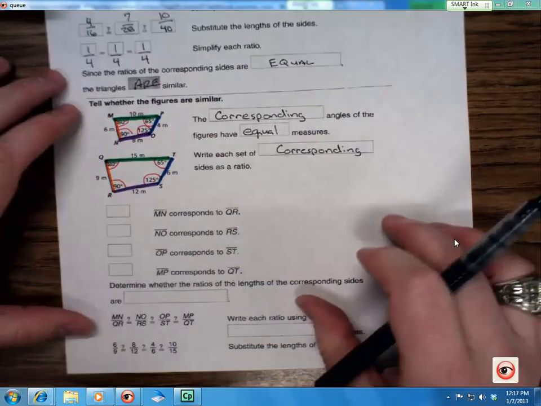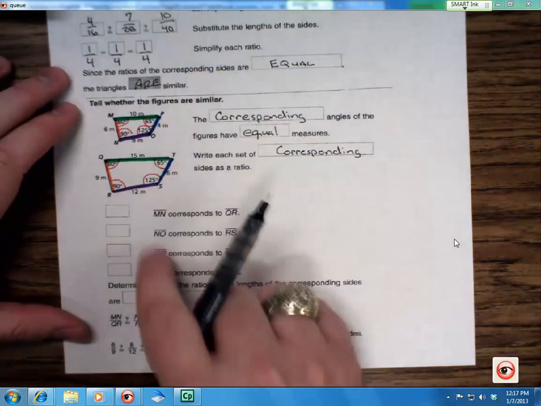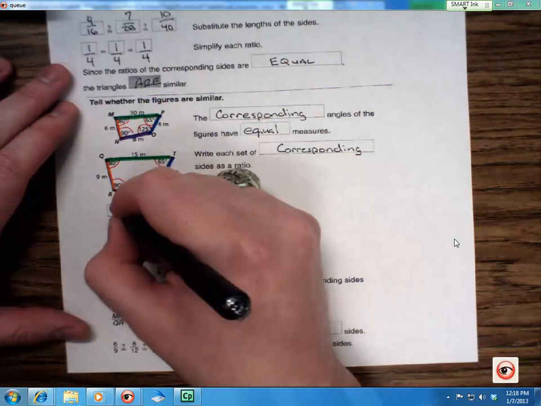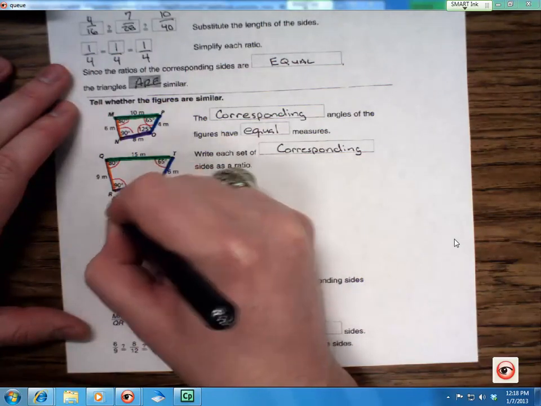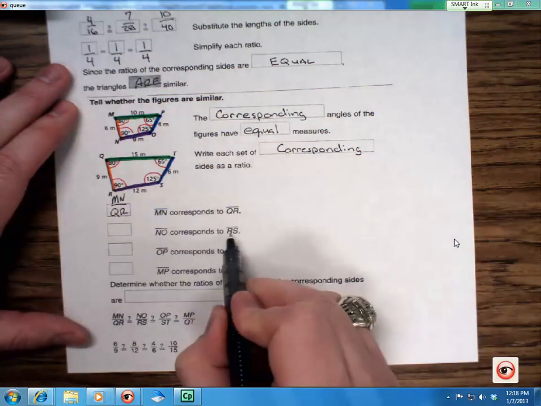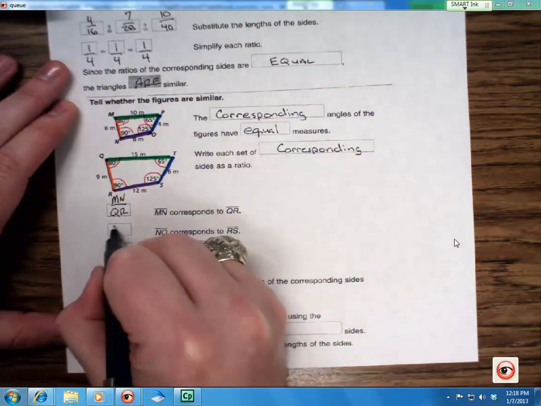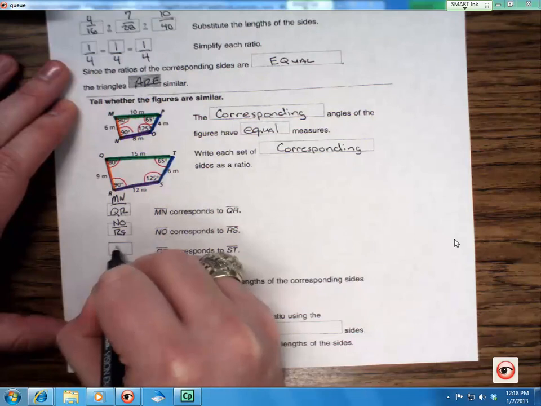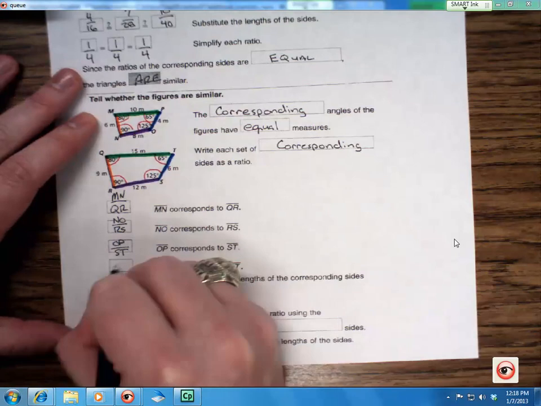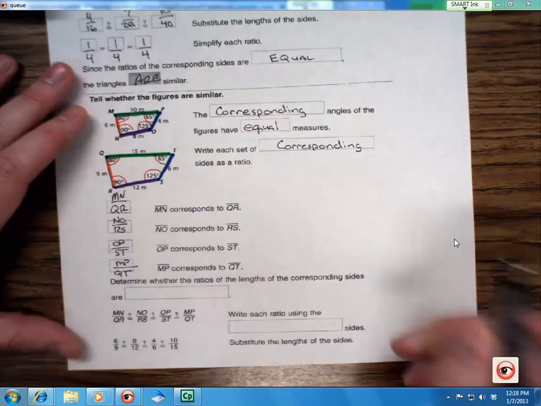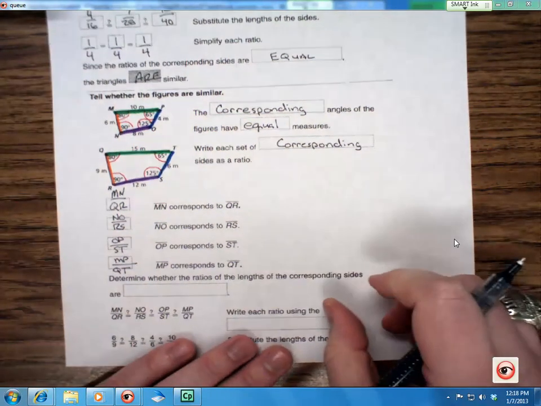Okay, so I'm going to have MN over QR. So if I were to write that, it would actually be written MN over QR, and then NO corresponds to RS, so that would be NO over RS, and then OP over ST, and finally MP over QT. Yeah, that's what goes in your boxes right there.